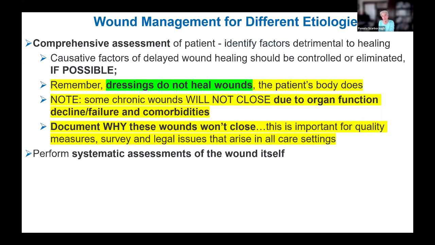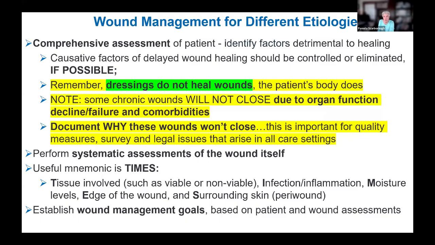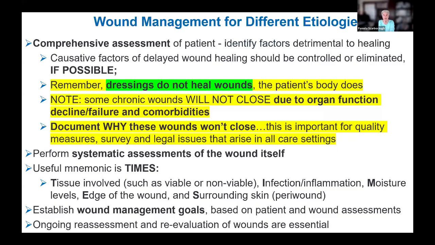You want to perform systematic assessments of the wound itself. You use the mnemonic TIMES: tissue, inflammation and infection, moisture management, taking care of the edge, and I use an S, which is the peri-wound skin, ensuring that the peri-wound skin is good and clean. You want to establish your wound management goals based on that patient or resident and the wound assessment, and you want to have ongoing assessments and reevaluation of those wounds.